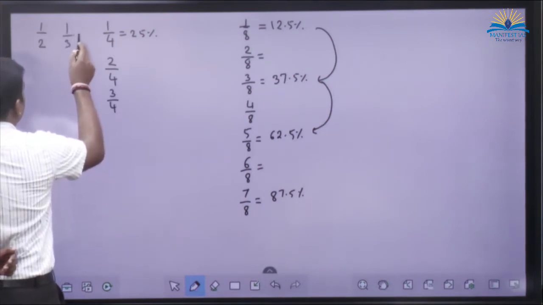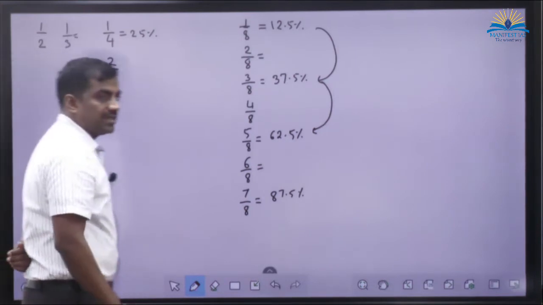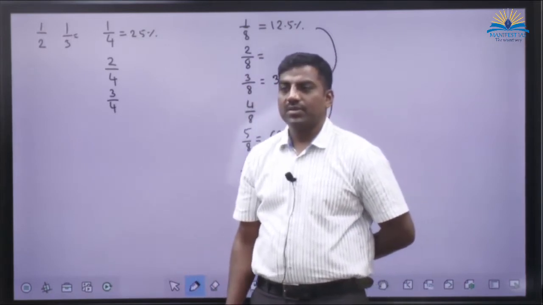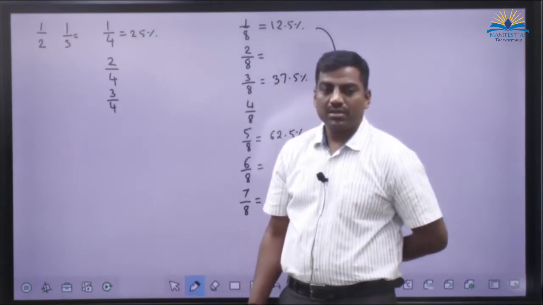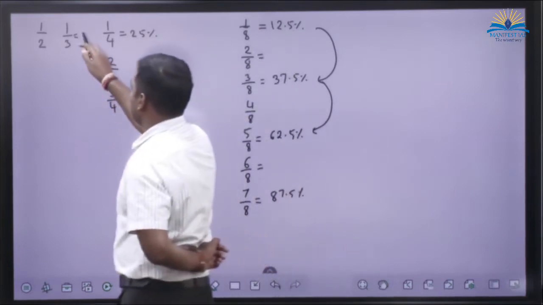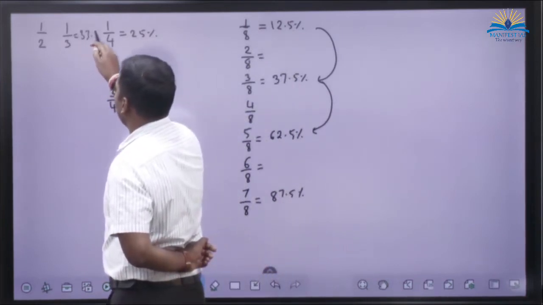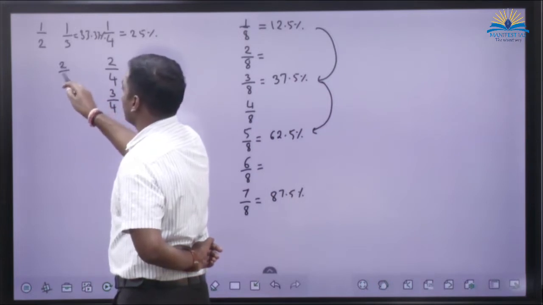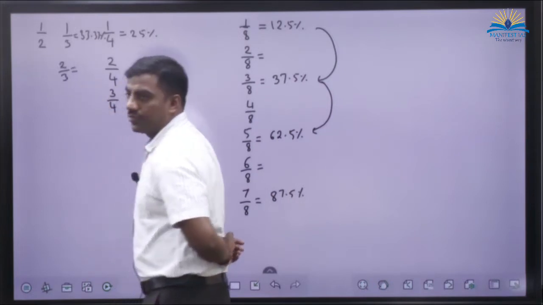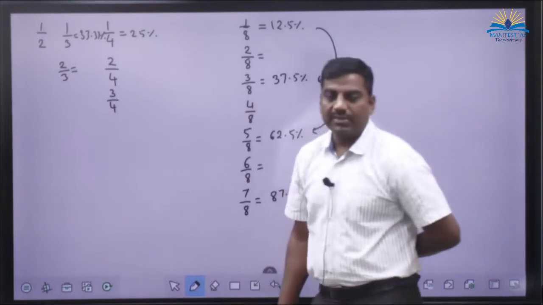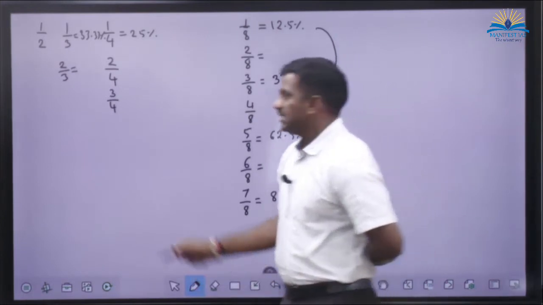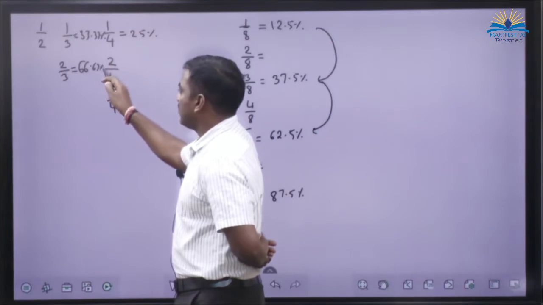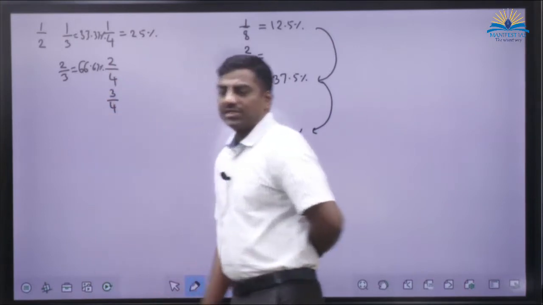1 by 3. What is it? 33.33%. Then 2 by 3, double of that: 66.66 or 66.67% you can write. 3 by 3 is 1.